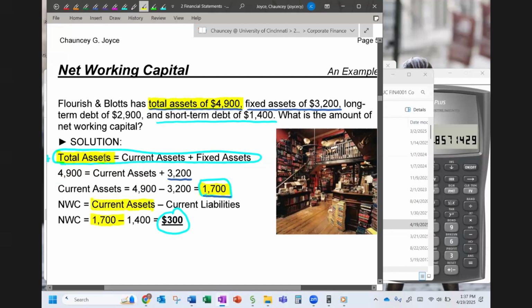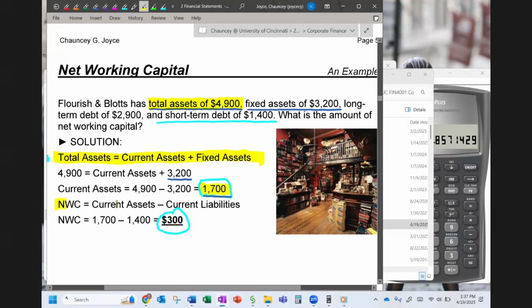So that was interesting. We had to use a couple of different identities there. The first was that total assets is the sum of current assets and fixed assets. Remember, the other way you could get to total assets is adding your total liabilities and your total owner's equity. We didn't need that in this case because we were searching for current assets. Let's take a look at the next one.